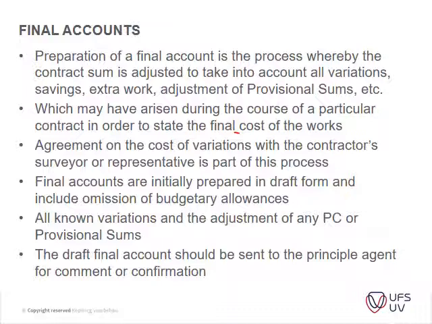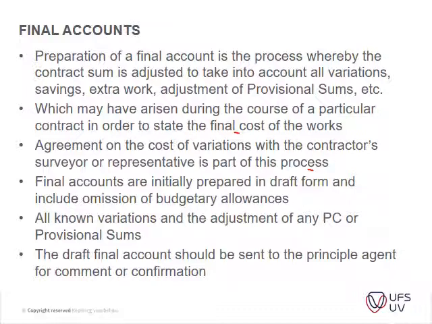Agreement on the cost of variations with the contractor's quantity surveyor or representative is part of the process. So it's usually best if you keep track during the course of the project and not leave it to the end of the project and now having to remember what was said, going through all of the variation orders, getting proof of actual variations that happened. It's easiest just to do the variation adjustments as you go through the project.